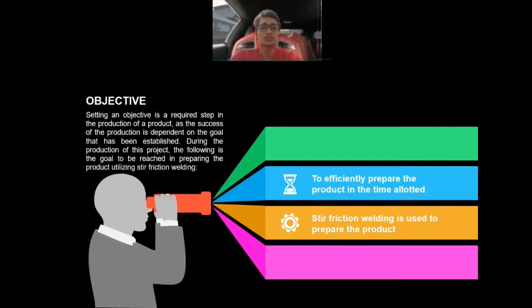Setting an objective is a required step in the production of a product, as the success of the production is dependent on the goal that has been established during the production of this project. The following are the goals to be reached in preparing the product utilizing friction welding. Number 1, we have to efficiently prepare the product in the time allotted. Number 2, friction welding is used to prepare the product.